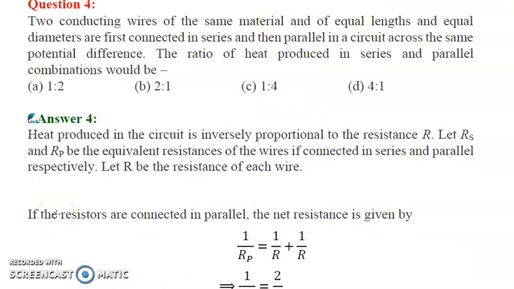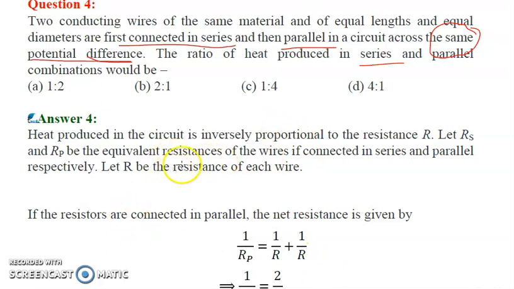Now next question is: two conducting wires of same material and of equal lengths and equal diameters are first connected in series and then connected in parallel across the same potential difference. So this point you need to take care that the potential difference is same. Okay. The ratio of heat produced in series and parallel is given by. We have to calculate the ratio for heat produced in series and parallel.